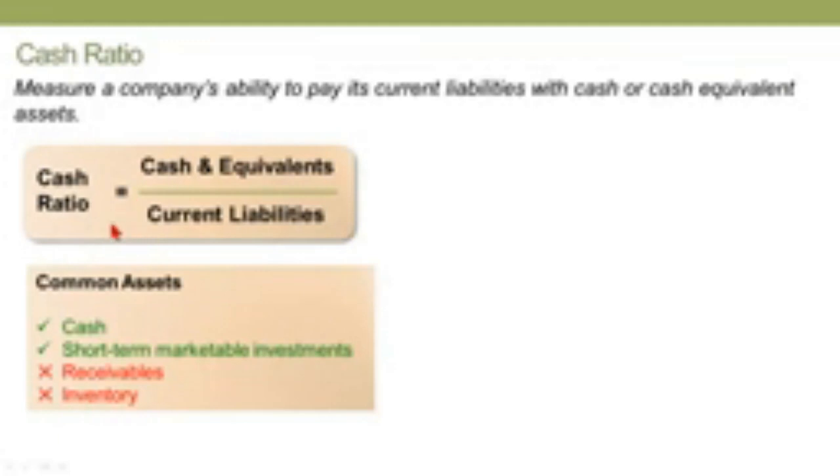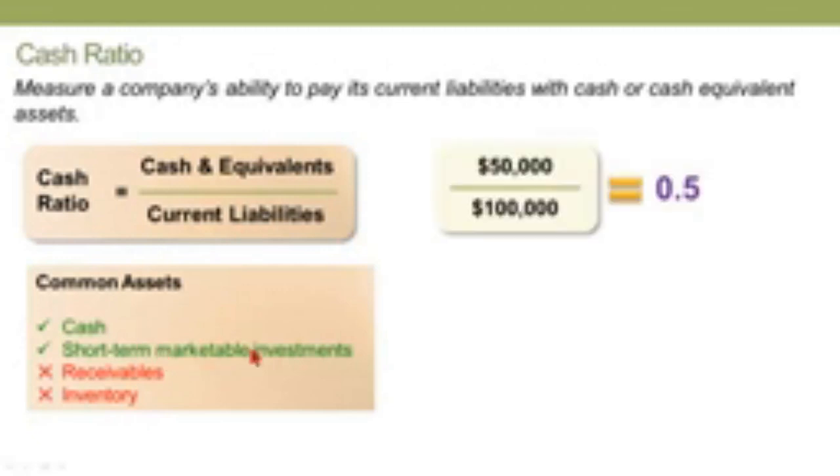And this is really the ratio that would stress test a company for a crisis situation. What if it had to pay its bills with only cash or marketable securities or investments that could be readily converted into cash? So with the cash ratio, we have cash and equivalents in the numerator, same denominator of current liabilities, and there's no reason to get any less conservative with the denominator. So now we've got cash and short-term marketable investments, and we could have $50,000 in cash and equivalents divided by the same current liabilities of $100,000, give us a cash ratio of 0.5.